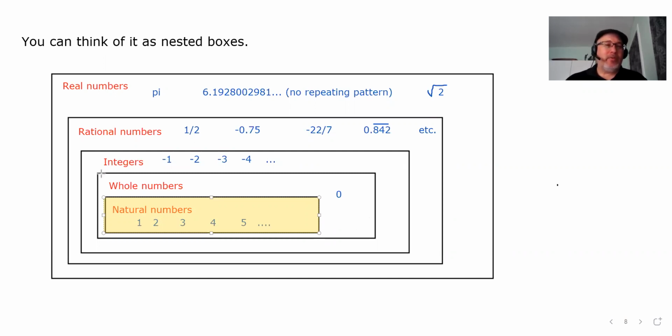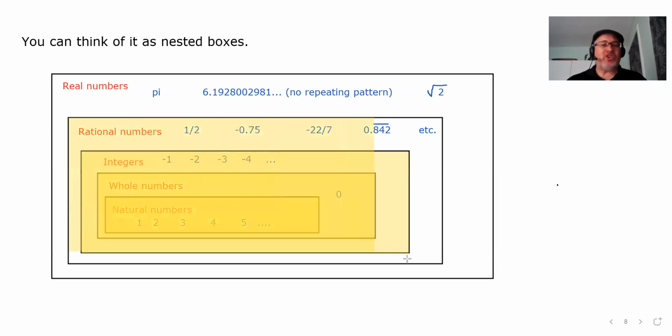But we have a bigger box that contains the whole numbers. What's inside that bigger box? All the natural numbers. And if you notice, I added the number 0 into the box. Notice the 0 is outside the natural number box because 0 is not a natural number. But there's a bigger box of numbers, the integers, which contains all the whole numbers, which contains all the natural numbers. And there's a bigger box of numbers, the rational numbers, which contains all the integers and the whole numbers and the natural numbers.